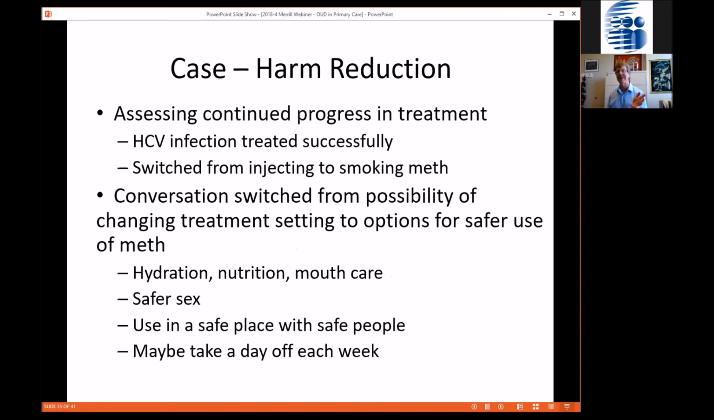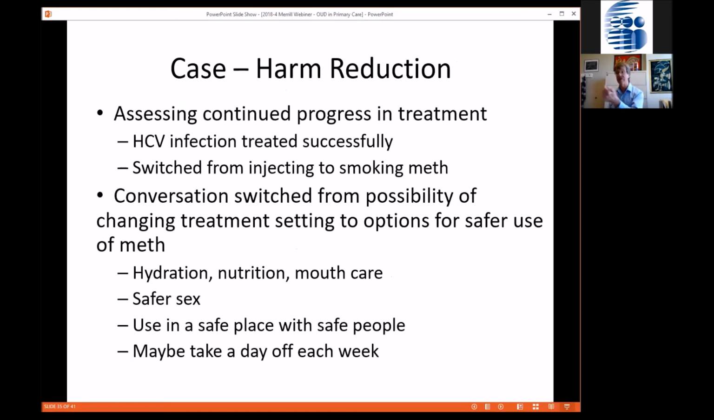So getting back to our case, the guy did really well, and really the way our team looks at it now is what is the progress in treatment? Is there any? He's still using meth, that's not so great, but his Hep C treatment got done and was successful, and over the course of time, he stopped injecting meth and he started smoking it instead. So we have a lot of conversations about how to switch, and this is more of a harm reduction mode. What could be safer for this guy?